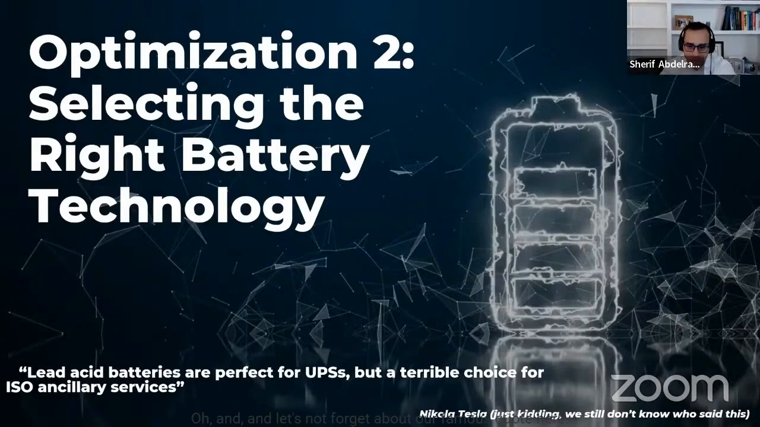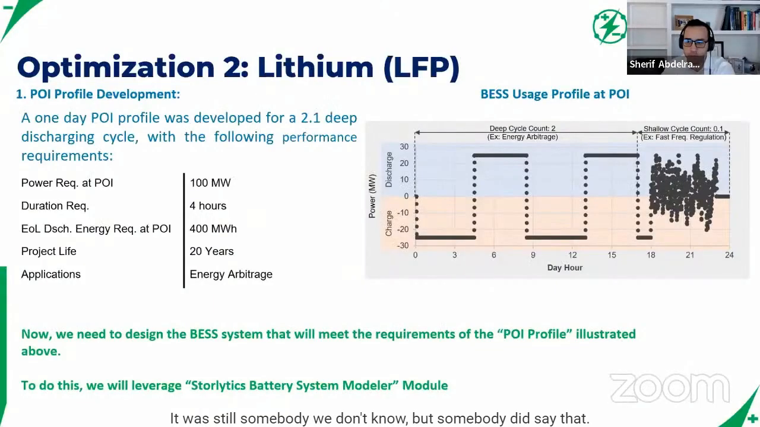Oh, and let's not forget about our famous quote here. Lead acid batteries are perfect for UPSs, but a terrible choice for ISO ancillary services. Nikola Tesla himself has said that. Just kidding, it was still somebody we don't know, but somebody did say that. All right, let's get into the meat and potatoes here.